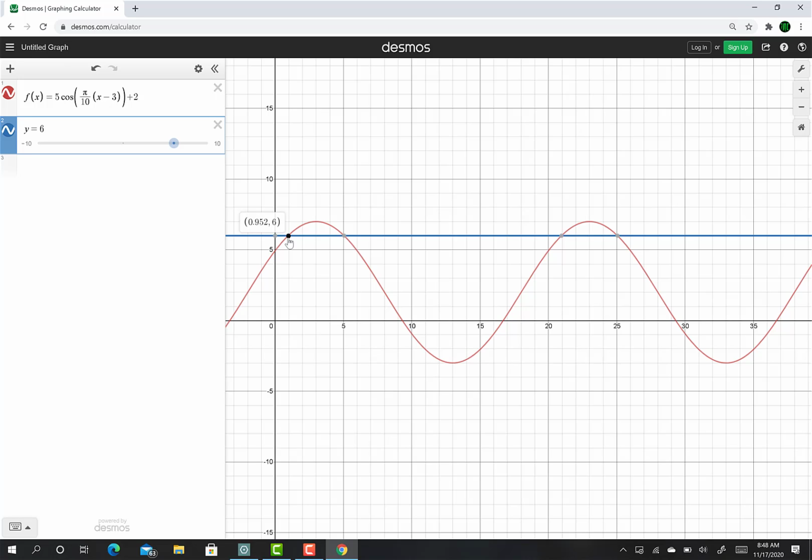0.952. I'm writing them here on the side, guys. 5.048. And then if I take this number and I add another 20, I should be over here. 25.048. And if I take the 0.952 and I add 20, because 20 is the period, you'll be right here in this one, 20.952. See, so none of this should be a surprise for you guys.